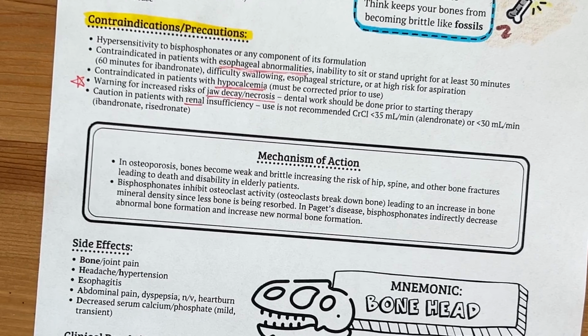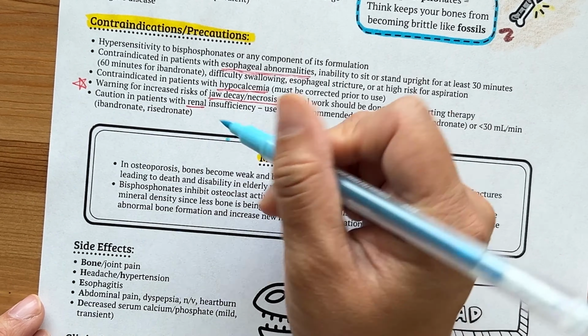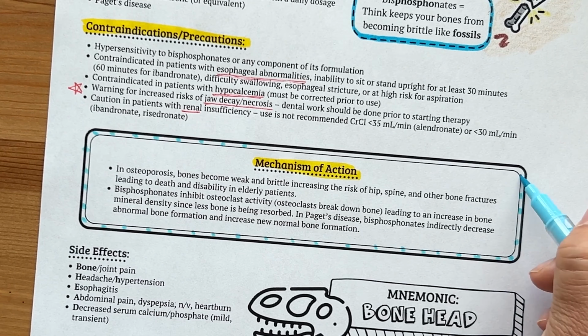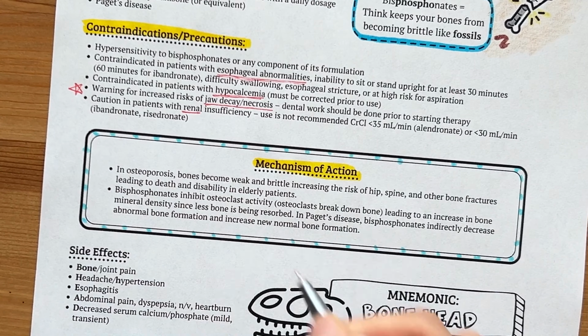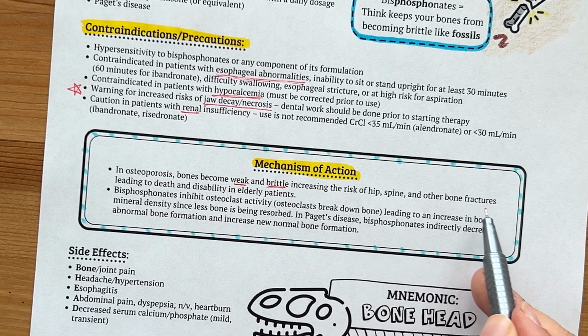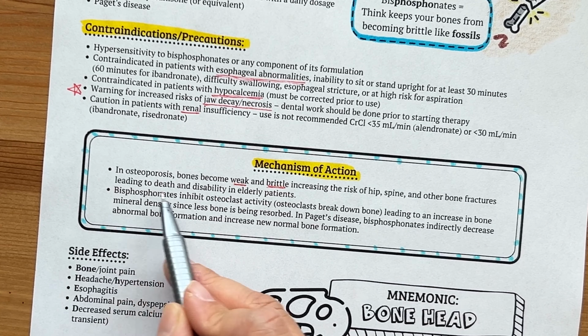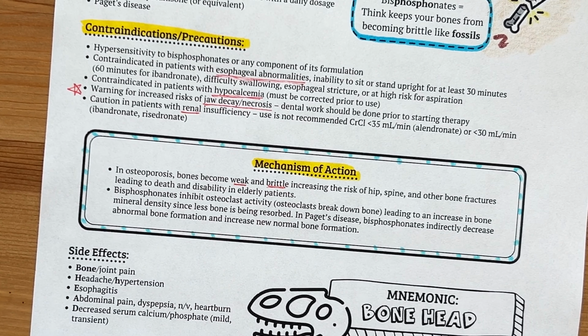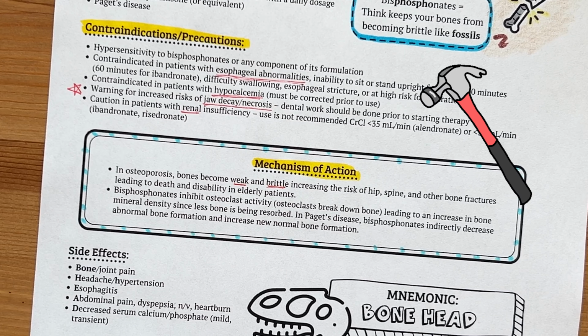Now, moving on to the mechanism of action. Bisphosphonates inhibit bone loss by blocking osteoclast activity. Osteoclasts are cells that break down bone, so think of the C in osteoclast as standing for the C in chip, since these cells chip away and break down bone.